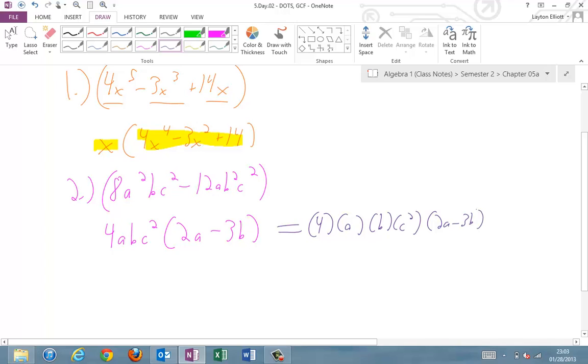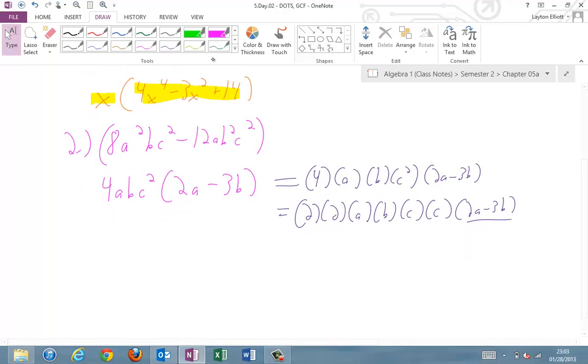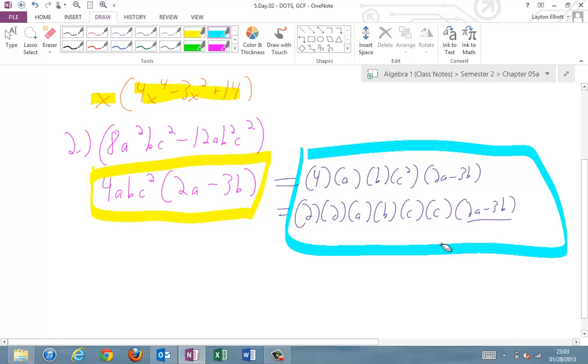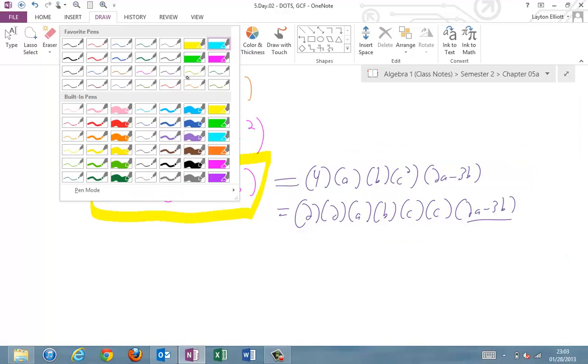And if I really brought it down to its prime factors, it'd be the same thing as 2 times a times b times another c and yet another c and then 2a minus 3b. Count them up, 1, 2, 3, 4, 5, 6, 7. There are 7 distinct factors there. Some of them are identical to each other and some of them are not. The 2a minus 3b is a done prime factor. It can't be factored anymore. But your answer to this one, when we say what do you get when you factor it, is this thing. We're never going to show this thing over here because we don't need to. That's just for your benefit because these are notes.